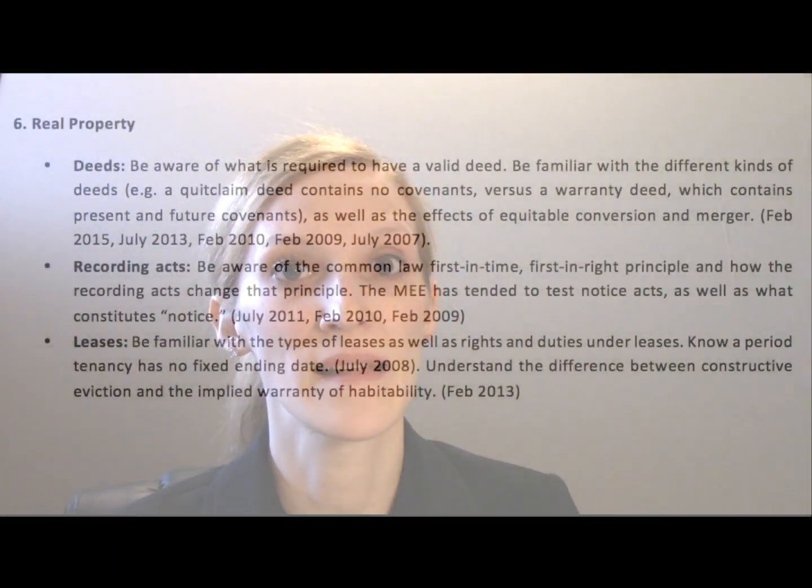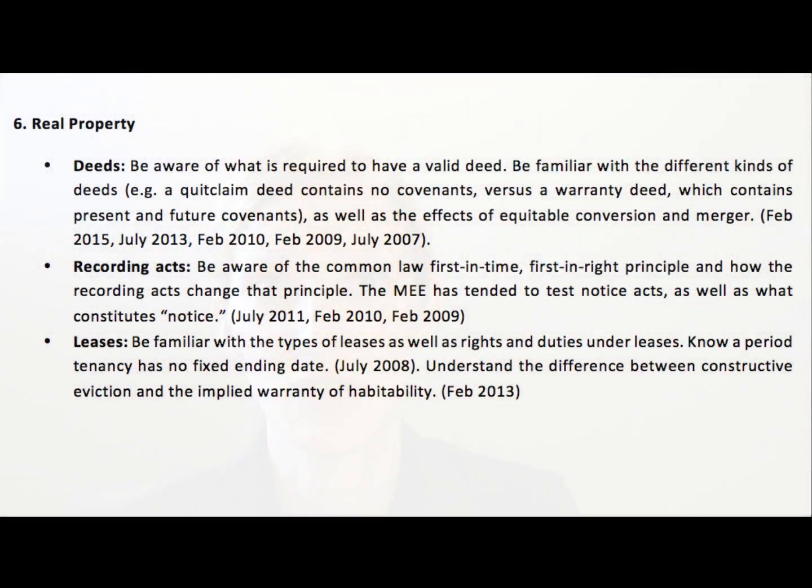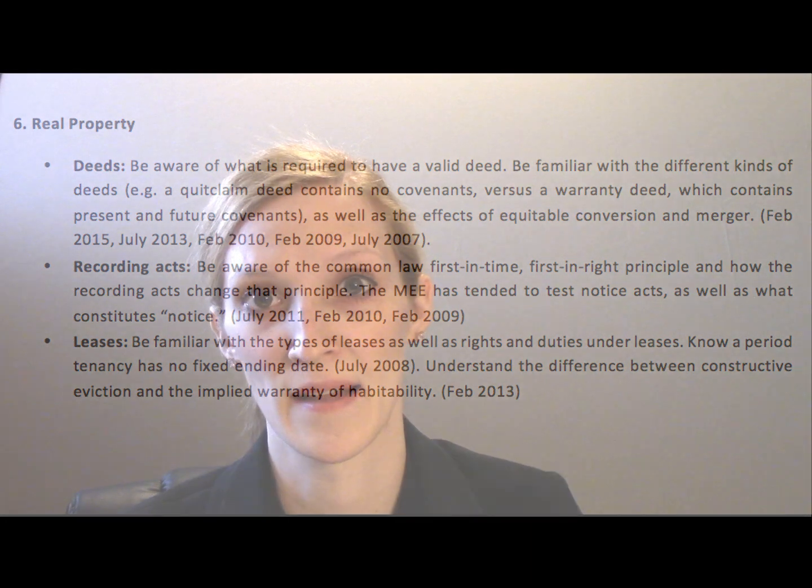On the MEE, they like to test deeds. They test recording acts. You should know the difference between a race notice act and a notice act. They also tend to test notice. What constitutes notice? You should be familiar with the different types of notice under the Recording Act. Lastly, they'll test leases. You should know about the rights and duties under leases and be familiar with these types of questions that have come up frequently in past real property MEE questions.